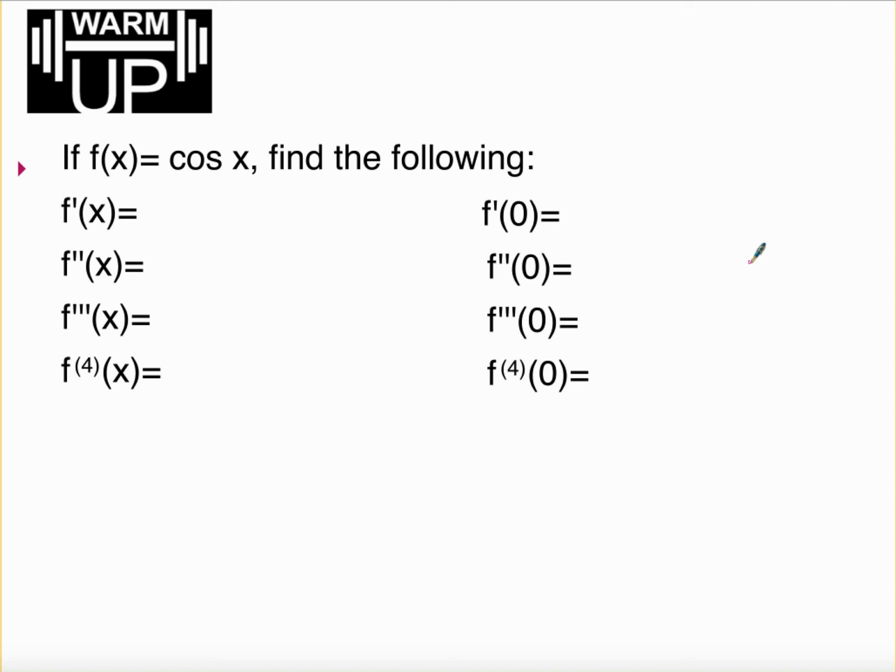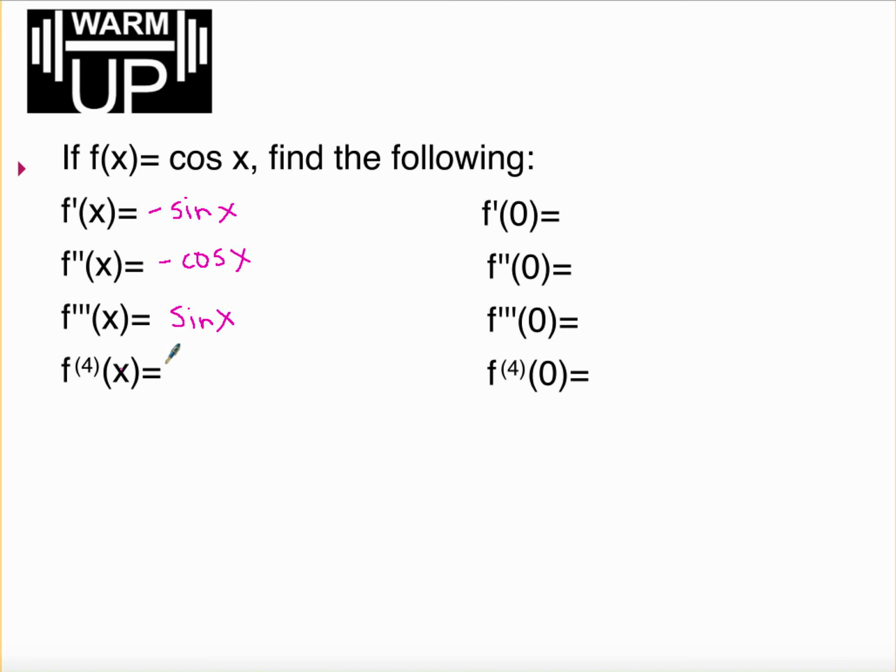Okay, so hopefully you guys tried your warm-up already. So let's work with the function cosine of x. The derivative of cosine is negative sine. Very nice. And then the derivative of negative sine will be negative cosine. The third derivative, the derivative of negative cosine, is going to be negative negative sine, which is positive sine.